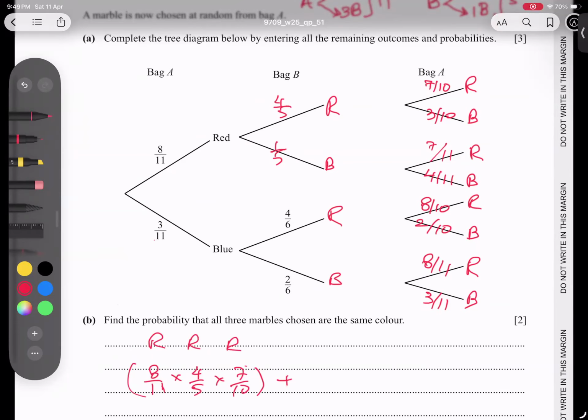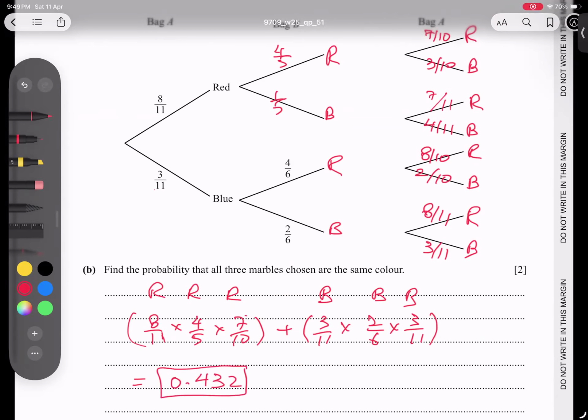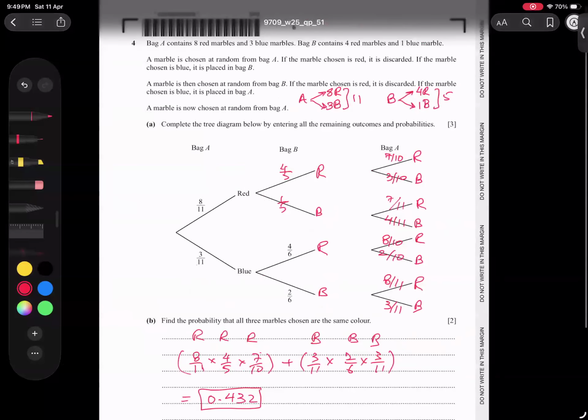Now I talk about blue, blue, and blue. This last branch we are looking for: 3 by 11 times 2 by 6 times 3 by 11. When we type this in the calculator, we get in decimals 0.0432 after rounding. So I think the point is very clear, and question number 4 is completely clear.